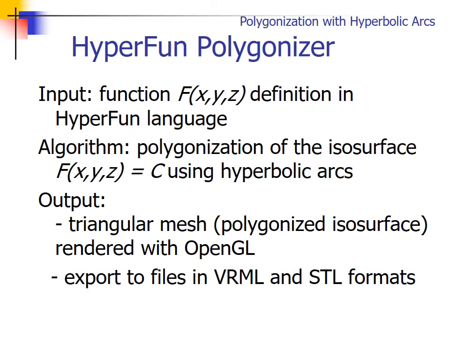As an example of the implementation of the above-mentioned algorithms, we can give an open project called Hyperfun Polygonizer. It takes a function f of three variables x, y, and z in the special Hyperfun language. It extracts a polygonized isosurface as a triangular mesh using the polygonization algorithm with hyperbolic arcs. This triangular mesh is rendered with OpenGL and can be exported in VRML and STL formats.